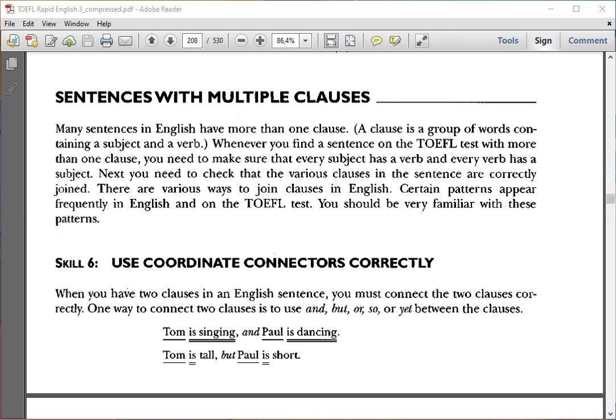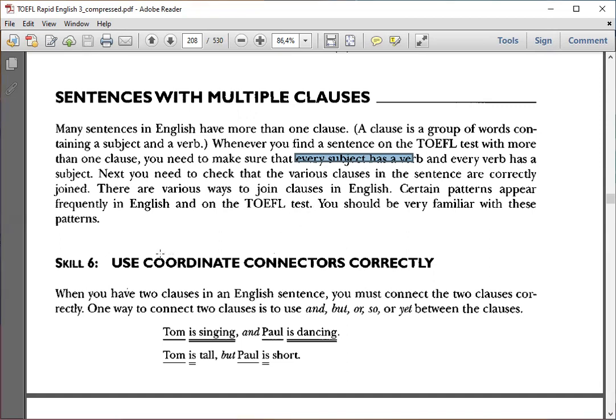Okay, for this case, this is sentences with multiple clauses. Many sentences in English have more than one clause. A clause is a group of words containing a subject and verb. Whenever you find a sentence on the TOEFL test with more than one clause, you need to make sure every subject has a verb and every verb has a subject. Pastikan harus ada subjek dan verbnya. And then next you check the various clauses, to see if the sentence is correctly joined. And then there are various ways to join clauses.